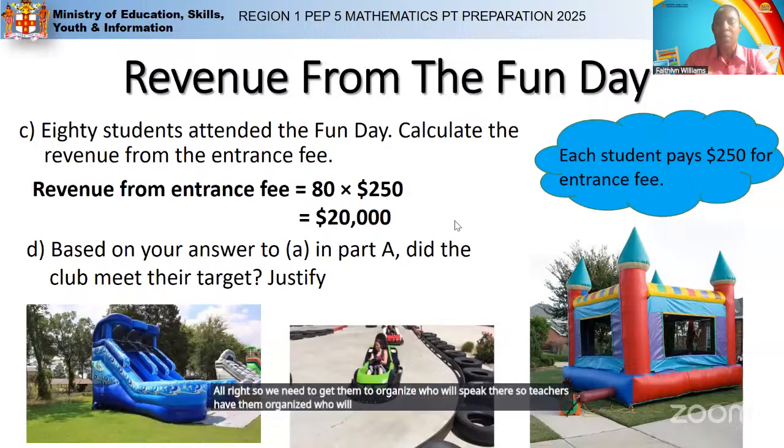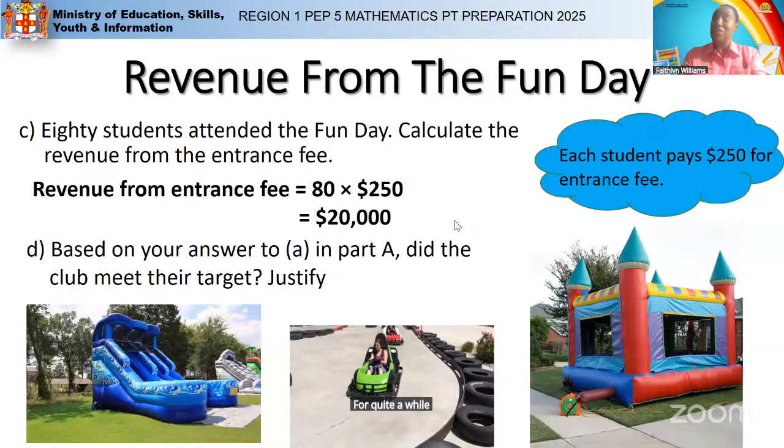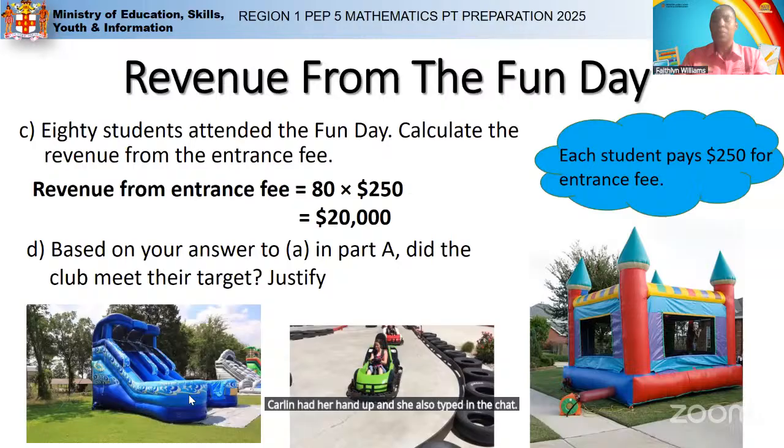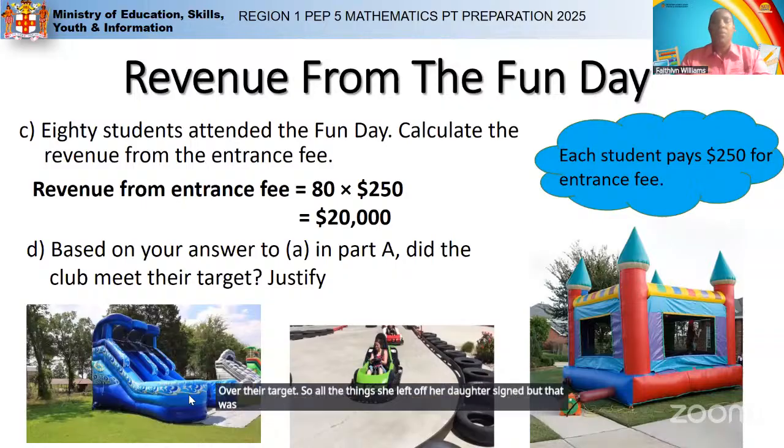All right, I think we have been on this one for quite a while, but I really need to hear from you. I don't want to reveal the answer. So let's move on. Did you hear from Michelle Gordon or Carlene Gordon? Carlene had her hand up and she also typed in the chat that there are 2,500 over their target. She left off the dollar sign, but she's made the point that they've moved past the target at this point.